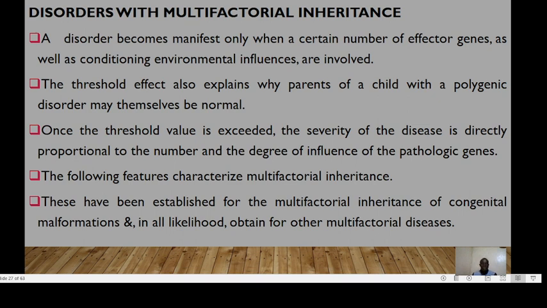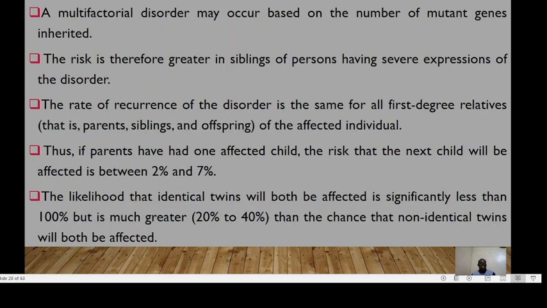So the threshold effect also explains why parents of a child with a polygenic disorder may themselves be normal. Once the threshold value is exceeded, the severity of the disease is directly proportional to the number and the degree of influence of these pathologic genes. So the following features characterize multifactorial inheritance. These have been established for multifactorial inheritance of congenital malformations and in all likelihood hold for other multifactorial diseases. A multifactorial disorder may occur based on the number of mutant genes inherited.